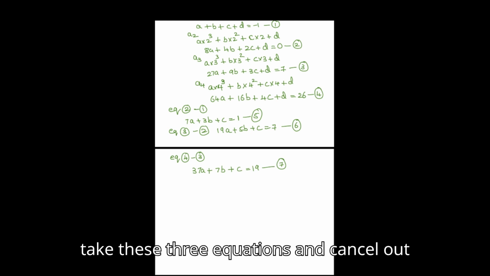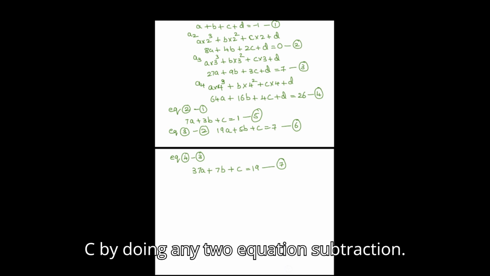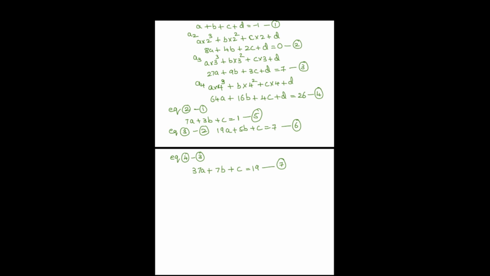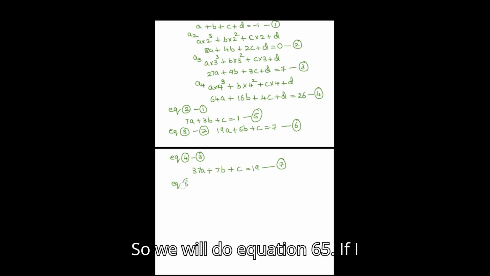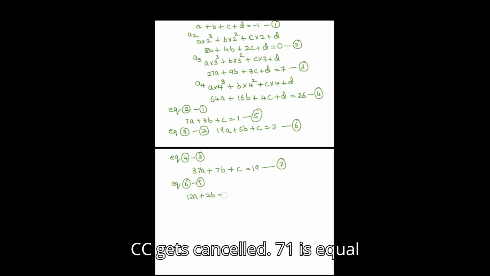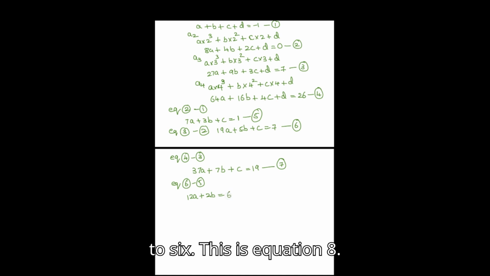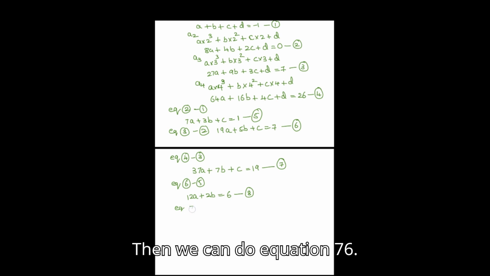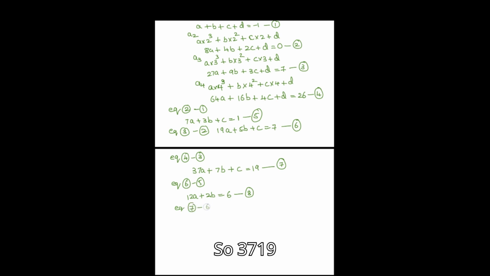Now we can take these three equations and cancel out c by doing any two equation subtraction. So we'll do equation 6 minus 5. If I do 6 minus 5, 19a minus 7a becomes 12a, and 5b minus 3b will be 2b, and c minus c gets cancelled. 7 minus 1 is equal to 6. This is equation 8.